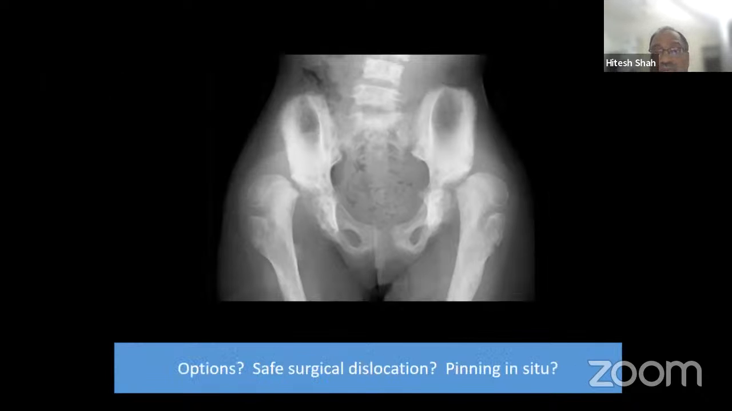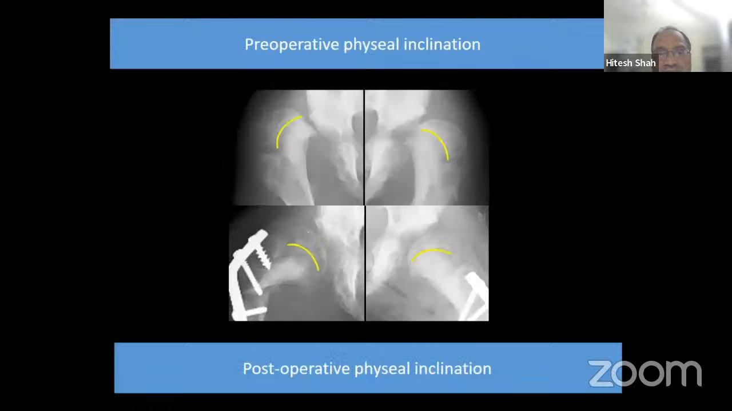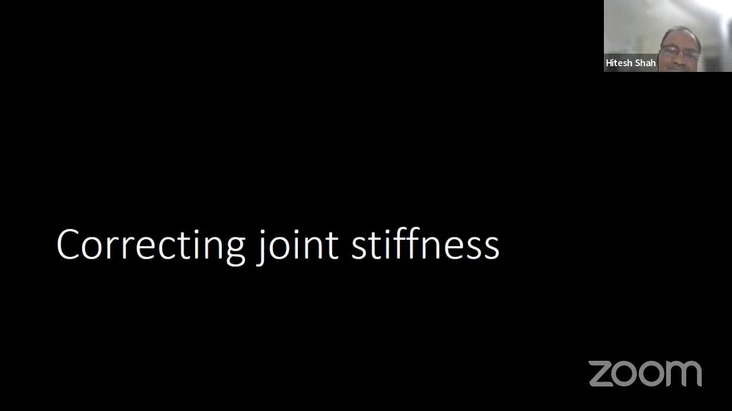And then what we see about the option we need is epiphysiodesis or a single screw from medial to lateral side, and both sides were getting subluxated. So it was treated with bilateral varus osteotomy and got good inclination on both sides. How to correct joint stiffness?